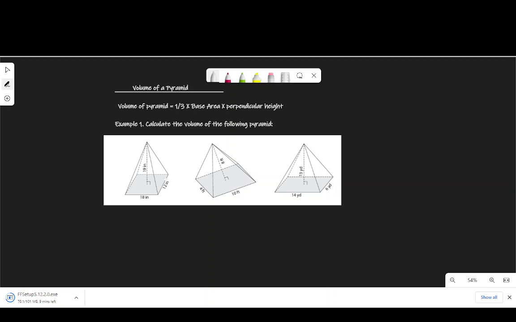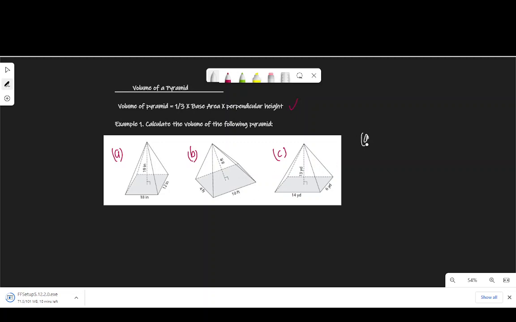So we have an example here. Example 1: calculate the volume of the following pyramid. Let me label the pyramid ABC. Let me call this one A, this B, and this C. As stated here, the volume of a pyramid is 1/3 multiplied by the base area multiplied by the perpendicular height. So this is very straightforward.